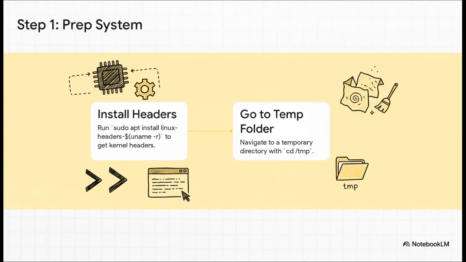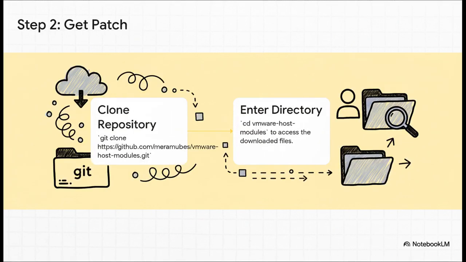Okay, first things first, we gotta prep your system. This command here installs what are called kernel headers. You can just think of them as the blueprints your system needs to build these modules. It's essential. After that, we're gonna hop over to the /tmp directory. Why? Because it's a temporary folder, so all the stuff we download won't clutter up your system later. Nice and clean. Okay, system's prepped.